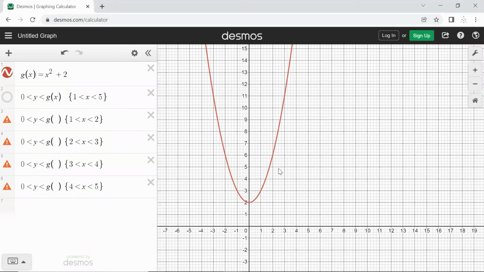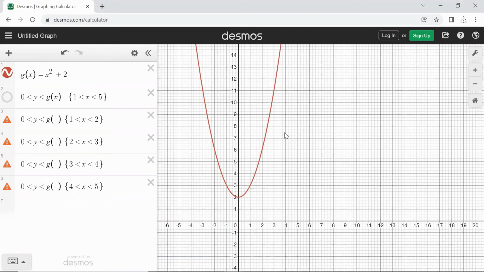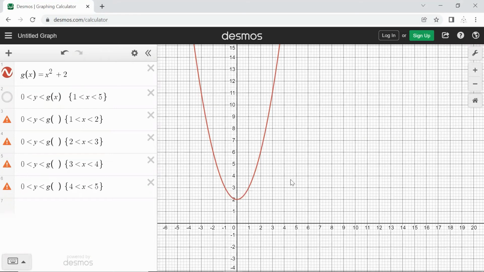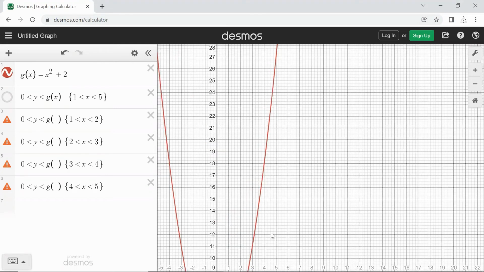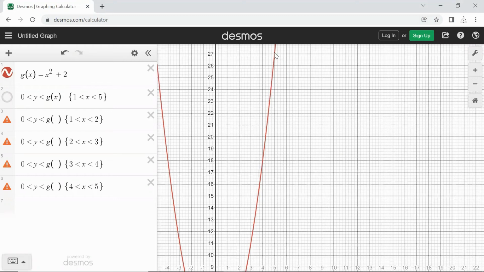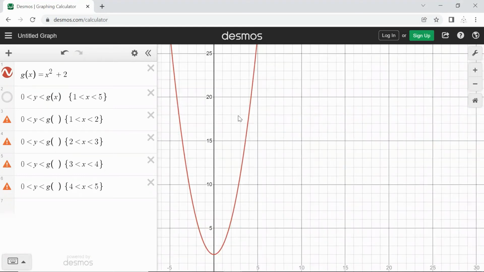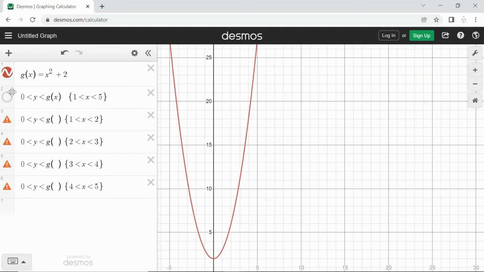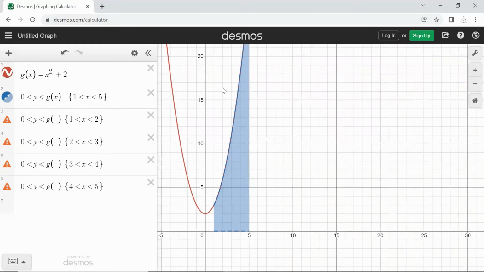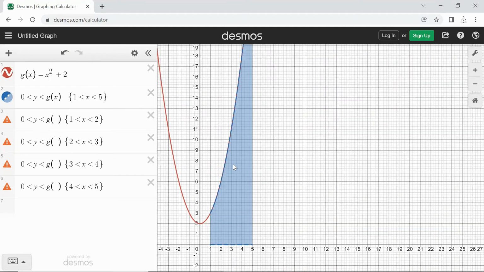If I'm looking for the signed area, I have this g of x graphed. Notice the g of x, as we go out from 1 to 5, does get very large in value. G of 5, remember, was 27. So we get very, very big very quickly. The signed area is the area between the function and the x-axis between 0 and 5 in my case. So this is a pretty big, tall area.